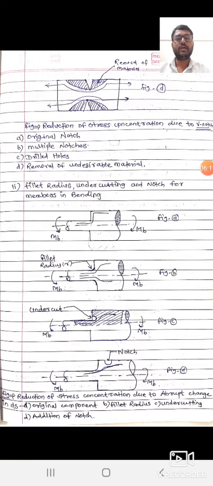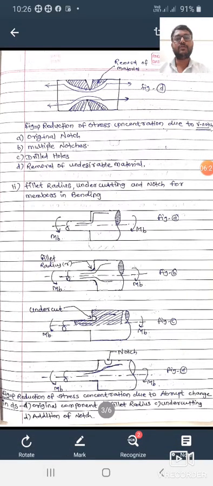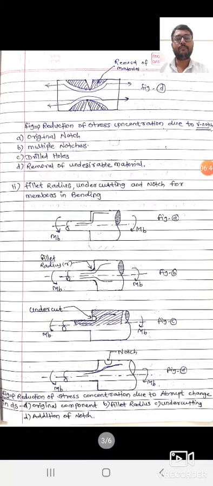For example, figure A shows the circular bar having a shoulder and the stress concentration. This line shows the stress concentration occurs due to abrupt change of cross section, that is, due to a sudden corner. We have to reduce that stress concentration by providing a fillet radius, as shown in figure B, and figure C shows providing an undercut to the corner, and figure D shows providing a notch to the circular section.